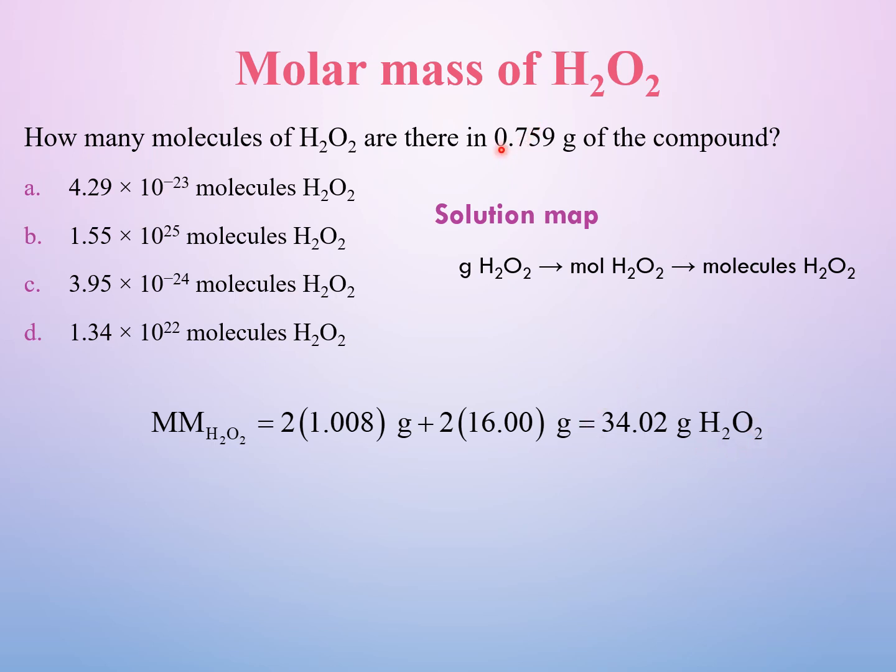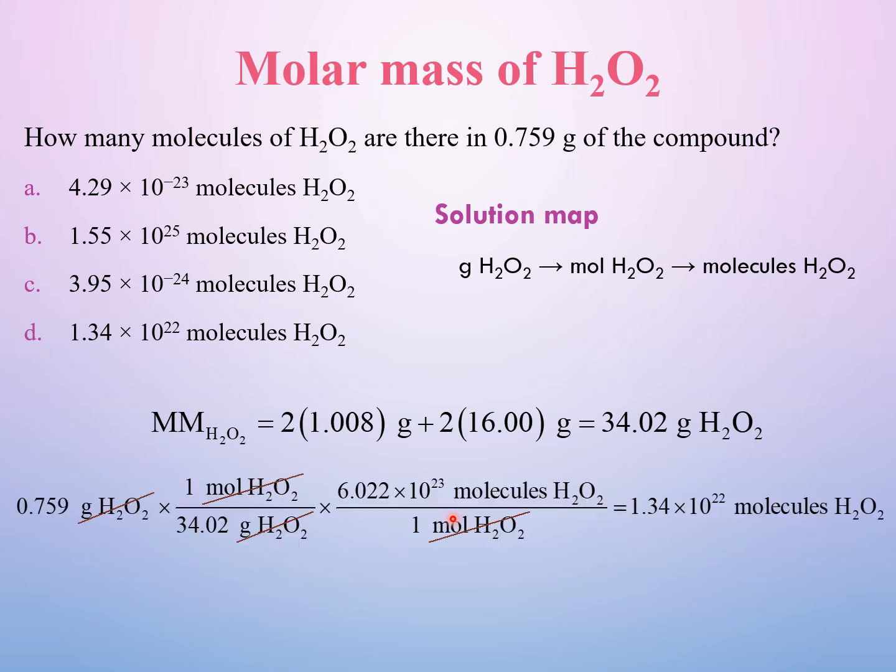So if you have 0.759 grams of H2O2, you should cancel out H2O2 grams on the bottom where you get moles on the top. Once you get moles here, you can turn it into molecules by using Avogadro's number. You make sure grams is canceled out with grams on the bottom. You get your answer in moles, and we cancel out the moles on the bottom. We use Avogadro's number, and we get 1.34 times 10 to the power 22 molecules of H2O2.